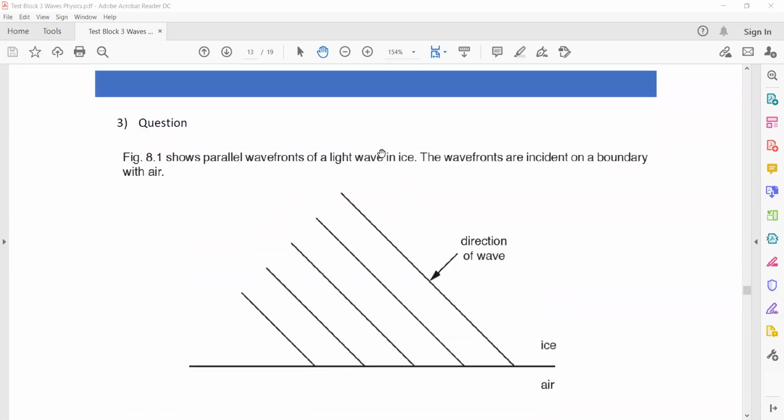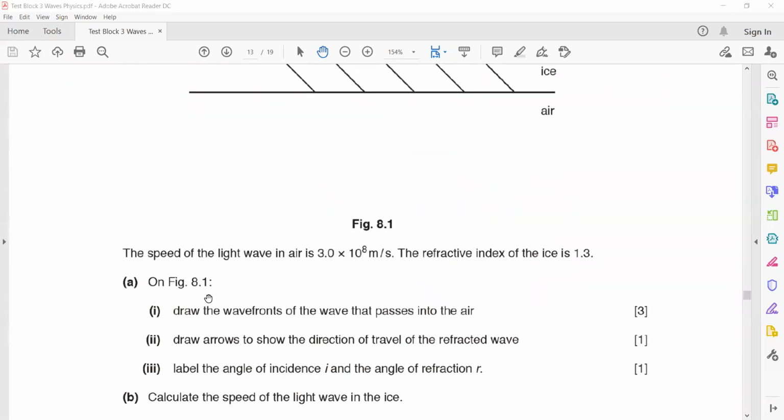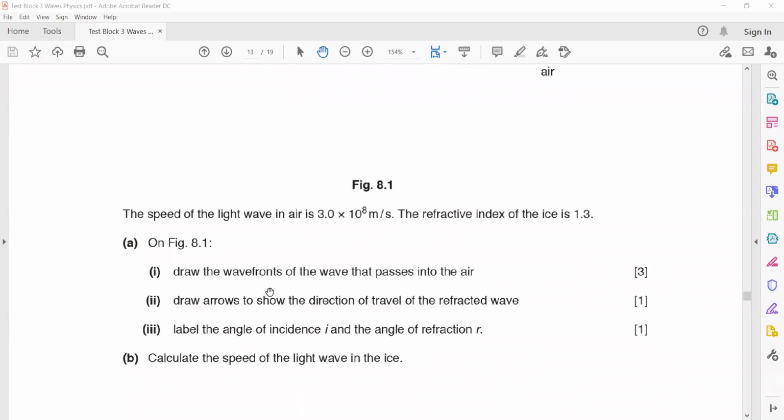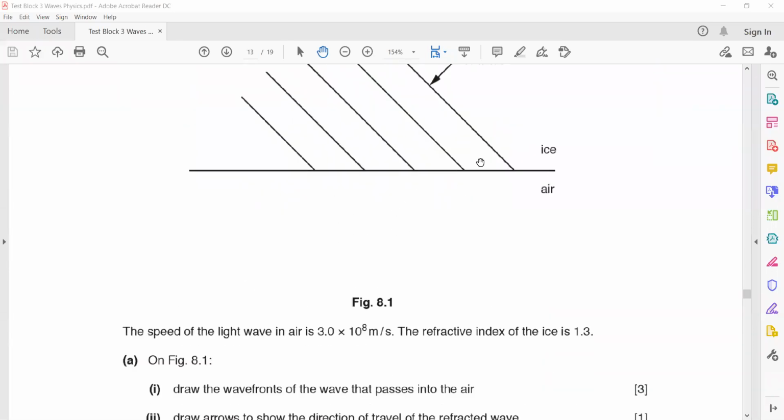In question 3, figure 8.1 shows a parallel wavefront of a light in ice. The wavefronts are incident on the boundary of ice and air. The speed of the light in air is 3 exponent 8. Refractive index is 1.3. On the figure, draw the wavefront of a wave that passes in air, because in air it travels faster as compared to that in ice, and this is the light wave. So if it travels faster, when we draw the wavefront, we should draw the wavefront ahead. So the wavefront in air should be ahead and it should be parallel to each other.